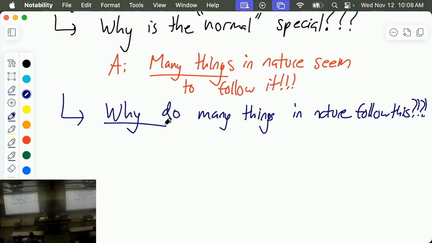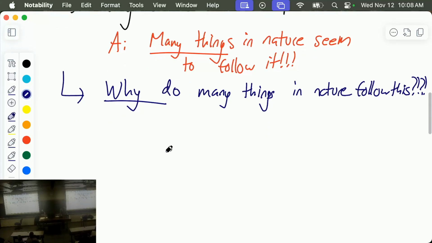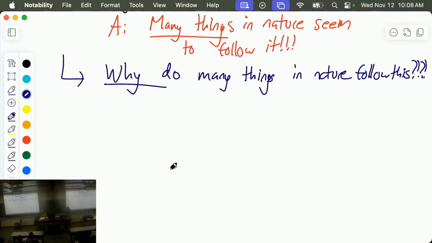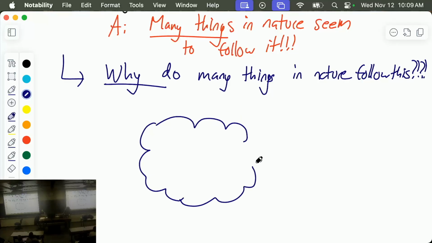Why do many things in nature follow this normal distribution? What is special about the normal distribution? The summary answer is, if you have your normal distribution, I'm going to draw it in a bubble so I can think of it as an idea. Here's the normal distribution, the bell curve. This is the normal bell curve.